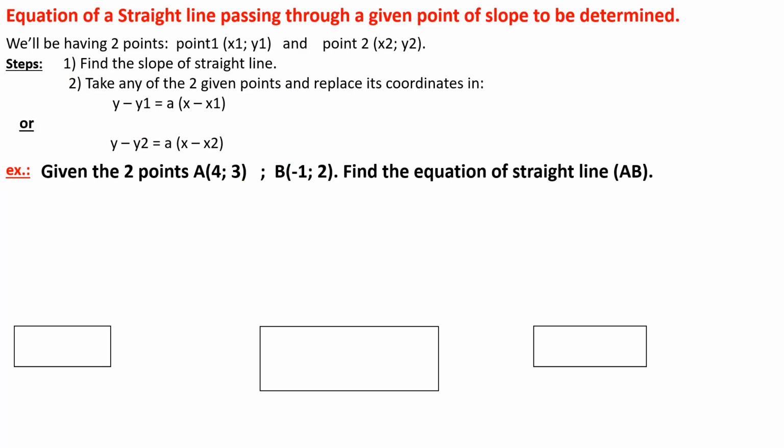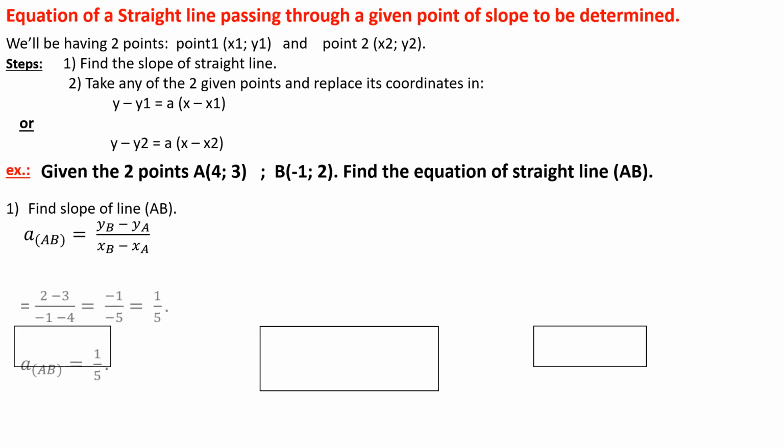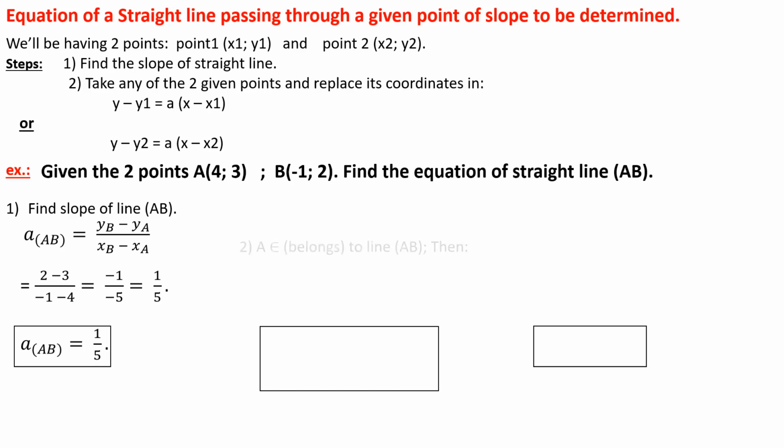We should find the equation of the straight line AB. Of course, first, we follow step 1. We should find the slope of line AB using this rule. So the slope of AB equals YB minus YA over XB minus XA. We replace the coordinates, then we get the slope of AB, which is 1 over 5. Now we take any of the 2 points A or B. So we say point A belongs to line AB, then y minus YA equals slope times x minus XA.